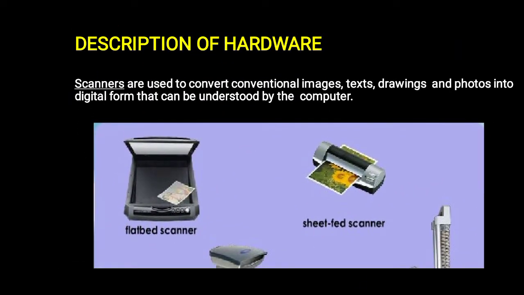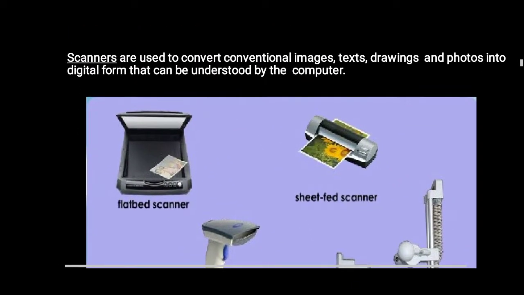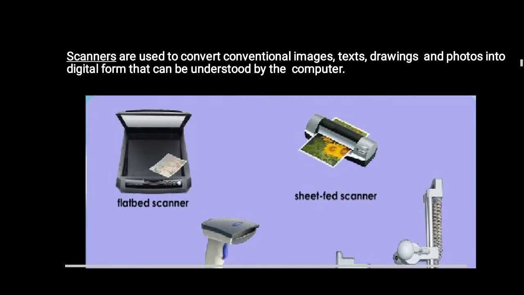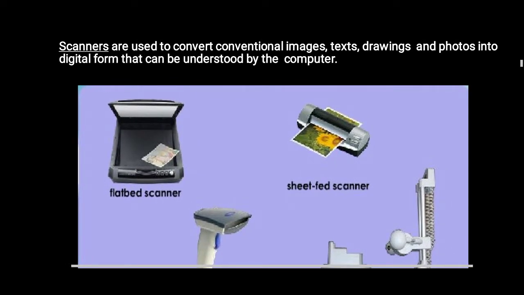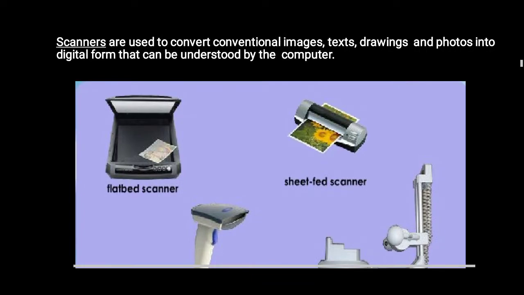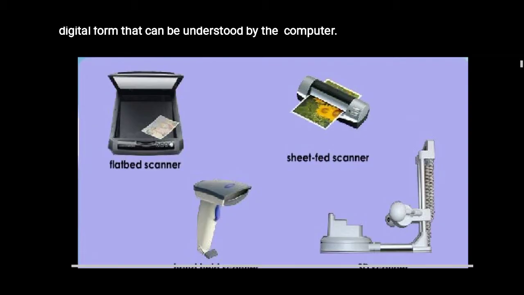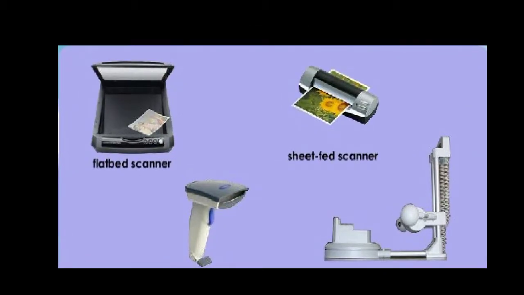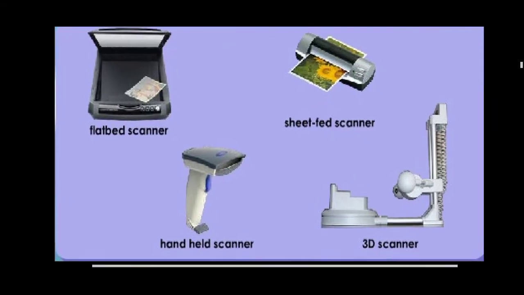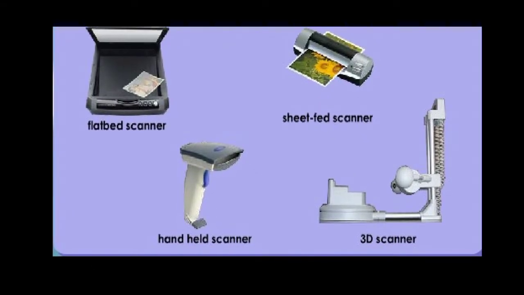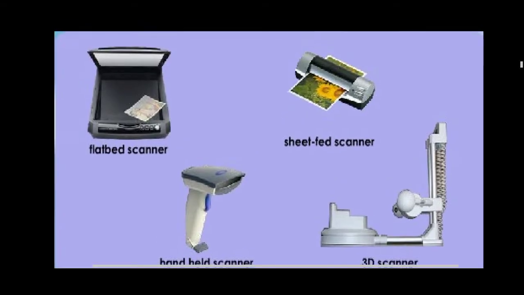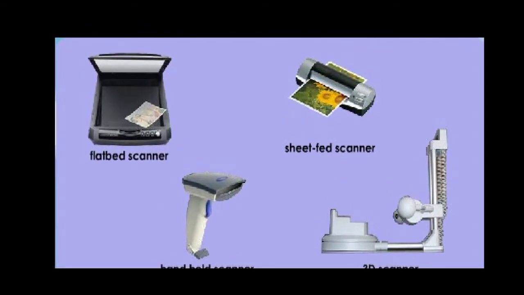Then the description of the hardware. Scanners are used to convert conventional images, text, drawings and photos into digital form that can be understood by the computer. Scanner. Here the first one is the general scanner, which is called the flatbed scanner.